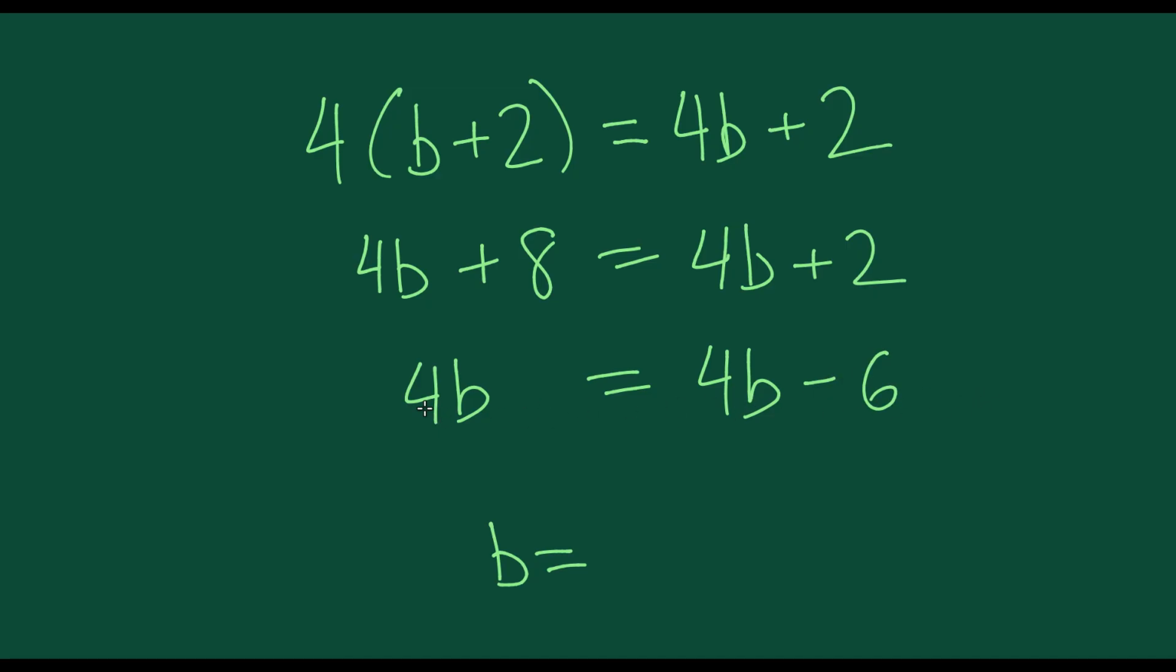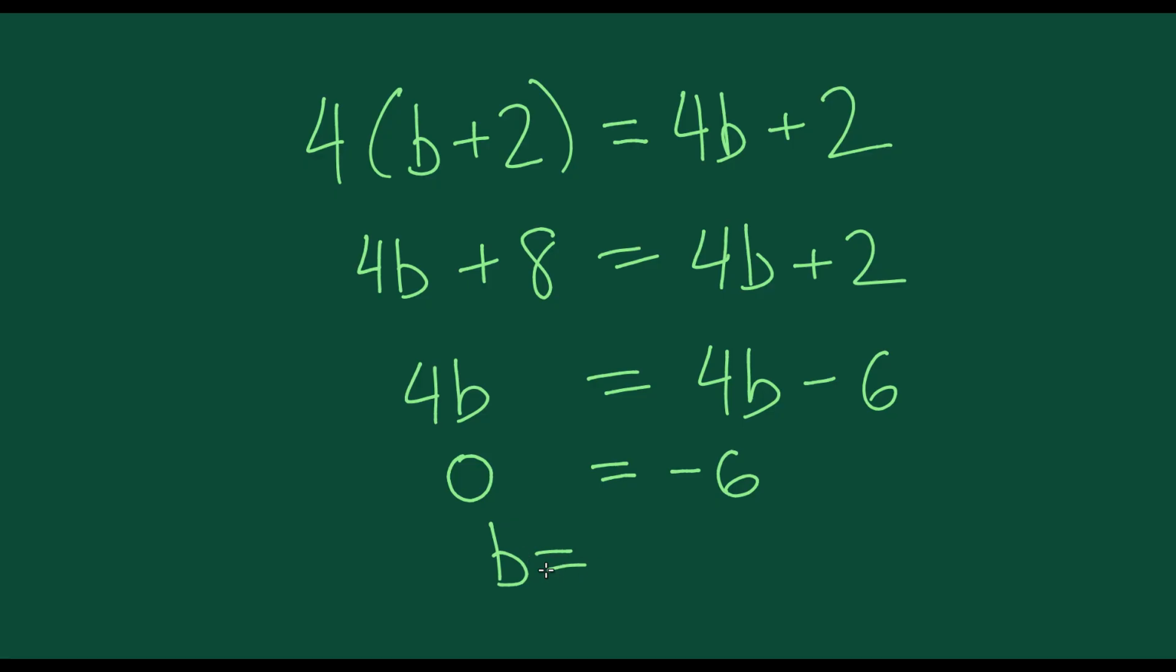And now, we're almost done. Let's minus 4b from both sides. Okay, so minus 4b, minus 4b. 4b minus 4b would be 0. And then here, 4b minus 4b would be 0, minus 6. So we have 0 equals negative 6. Our b that we're trying to get, it disappeared.